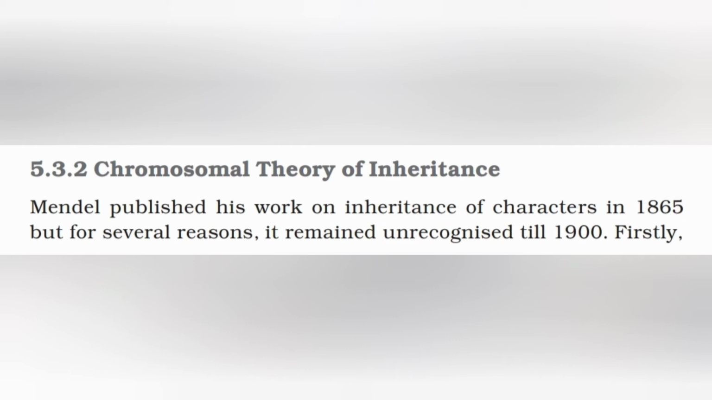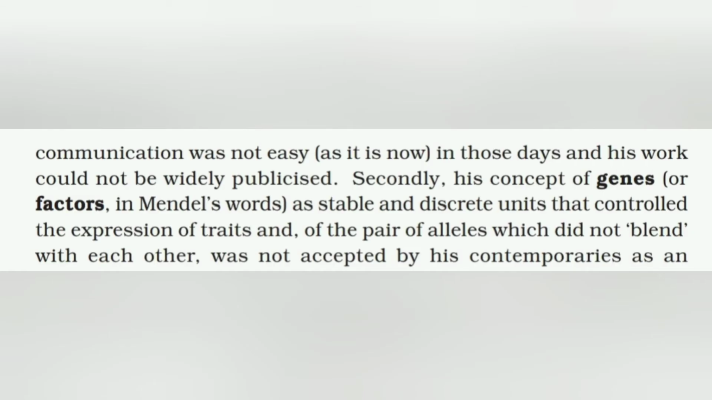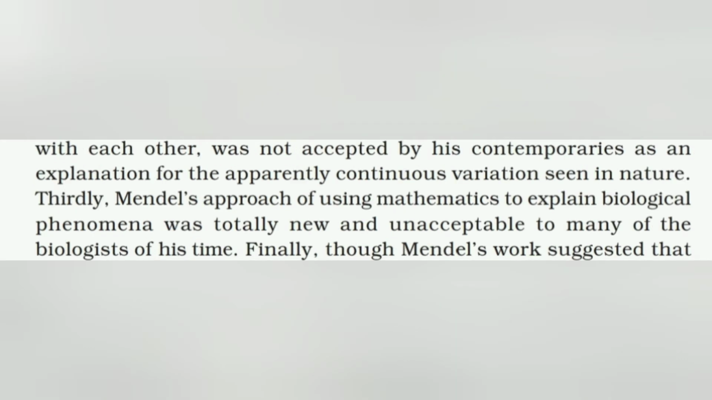Mendel published his work on inheritance of characters in 1865, but for several reasons it remained unrecognized till 1900. The reasons are: first, communication was not easy as it is now in those days, and his work could not be widely publicized. Secondly, his concept of genes or factors as a stable, discrete unit that controlled the expression of traits and of the pair of alleles which didn't blend with each other was not accepted by his contemporaries as an explanation for the apparently continuous variation seen in nature.